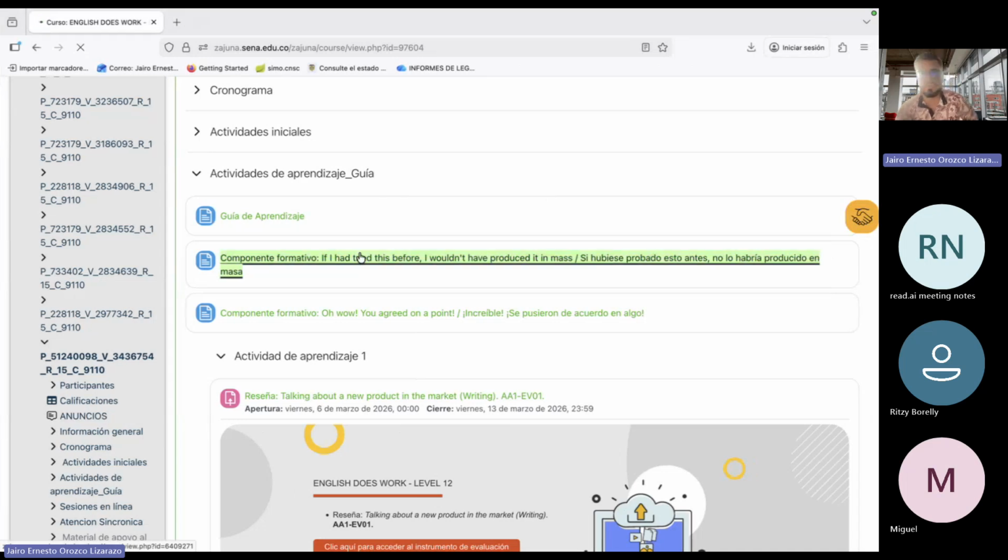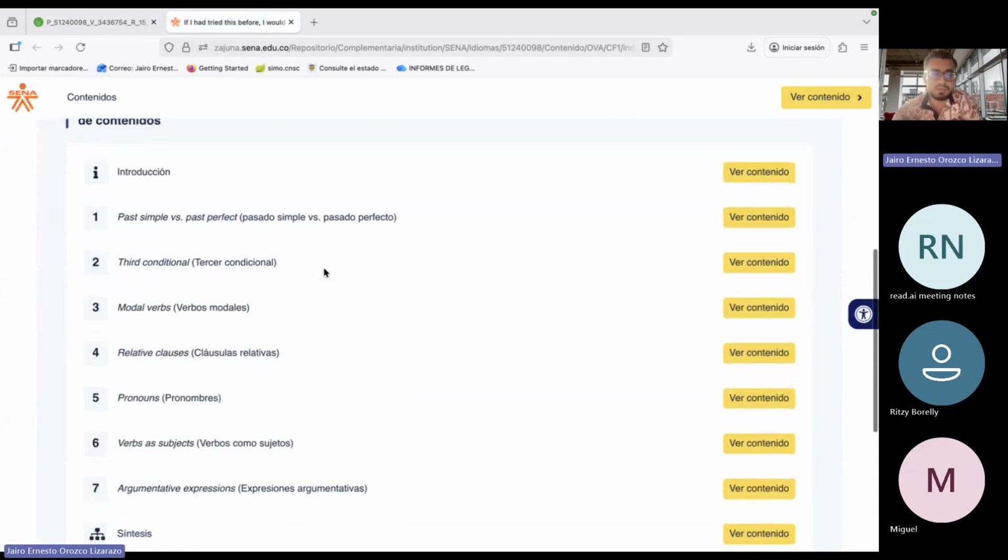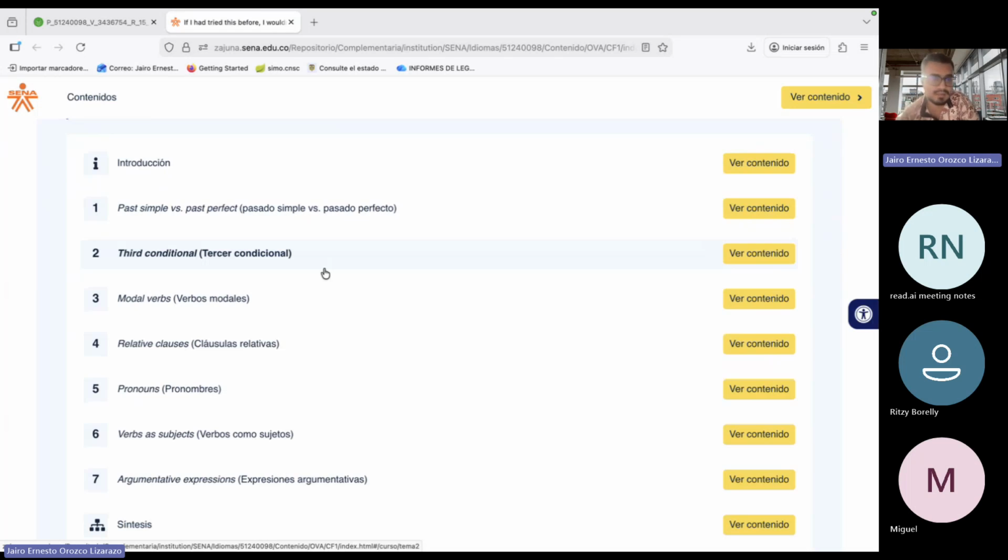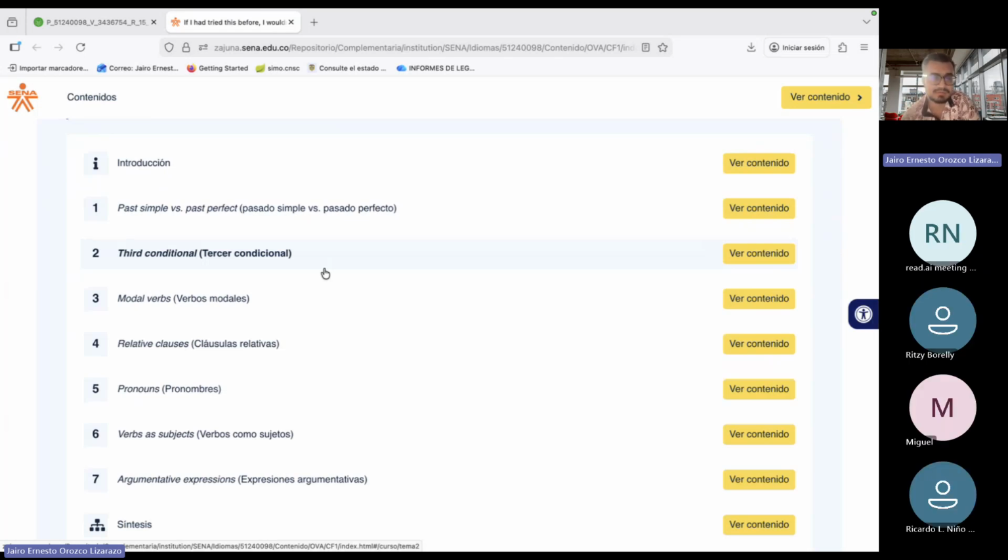Let me show you. So if I had tried this before, I wouldn't have produced it in math. We click on that, and there's the topic that we have for this formative component: past simple versus past perfect. That is a very long topic. Then we have third conditional, modal verbs, relative clauses, pronouns, verb as subject, argumentative expression. So we are going to see at least past simple versus past perfect, the third conditional, modal verbs, and maybe, if we have enough time, pronouns.